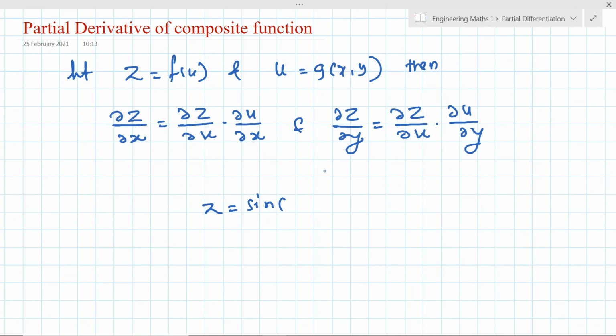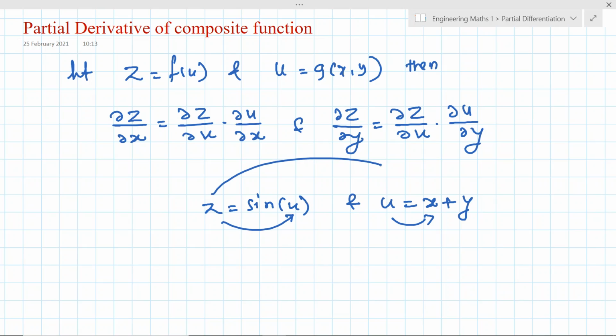Okay, suppose z is equal to sine of u, for example, and u is equal to x into y, x plus y, suppose. Okay, then see, z is a function of u and u is a function of x and y, isn't it? So therefore z is a composite function of x and y in this way.